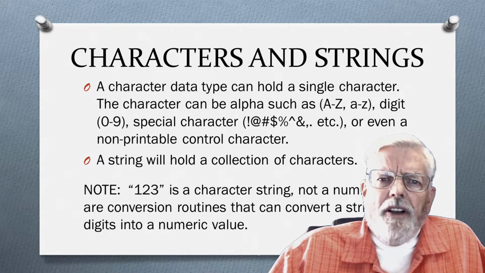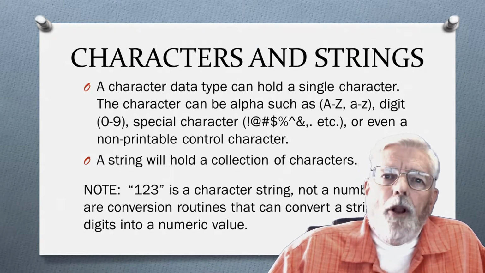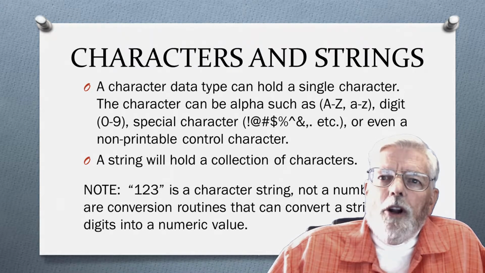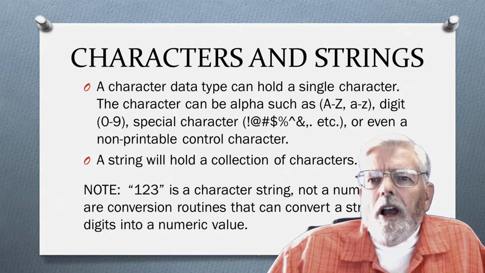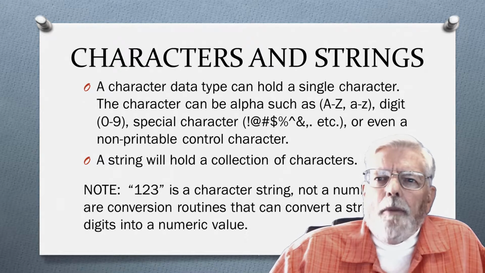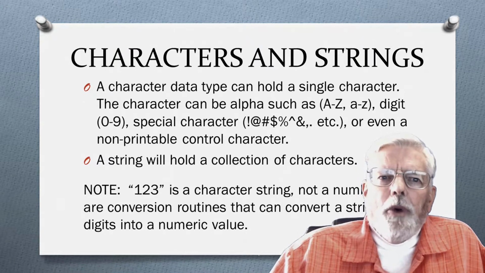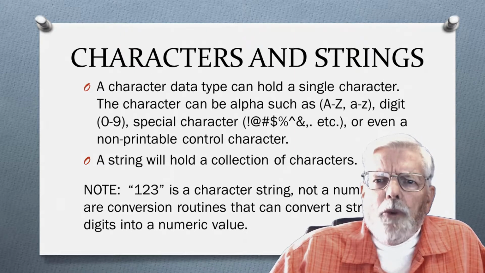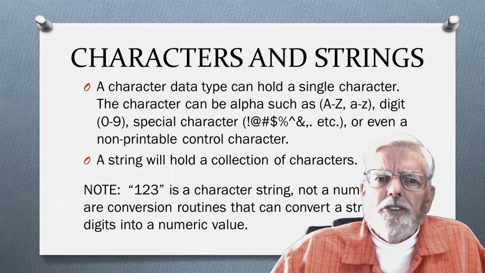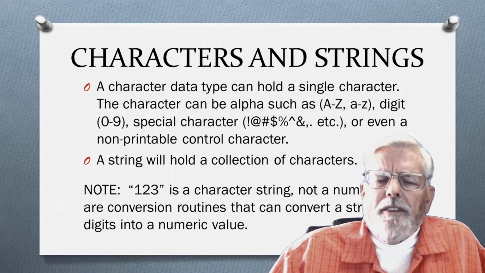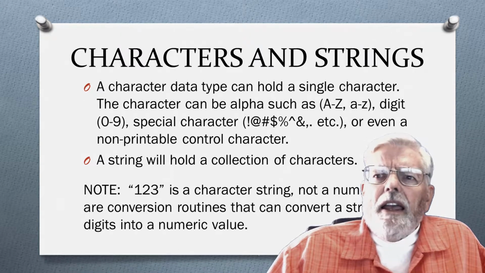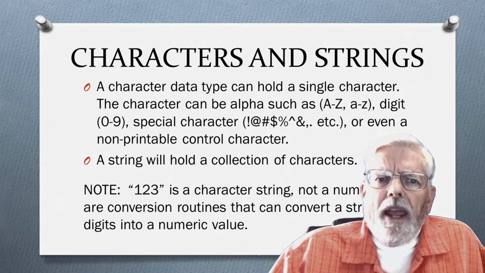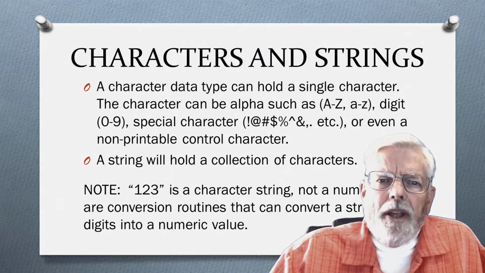The character can be alpha, such as capital A through Z, small a through z, digits 0 through 9, special characters like exclamation mark, at sign, hash or pound, $, percent, caret, ampersand, etc., or even a non-printable control character. In C and C++, the character data type can be treated like an integer when doing math operations on it. This is not true for Java and Visual Basic. For these languages, a character must be specifically converted into an integer. Math can then be performed, and then it can be transformed back into a character.